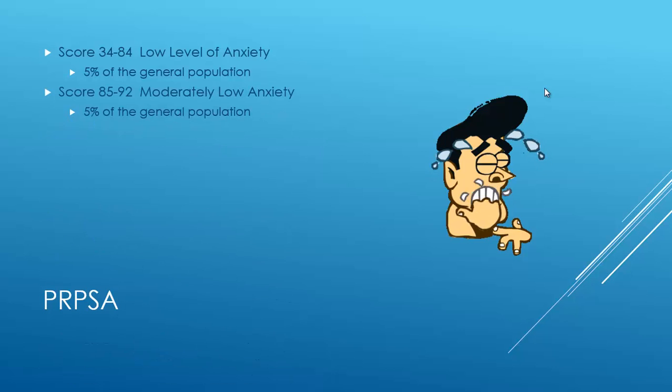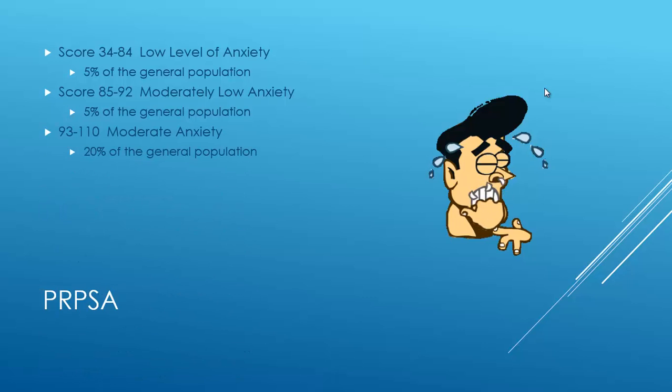The second scoring range that is significant here is the 85 to 92. If you scored in this range, again, you're only in 5% of the general population, and you're classified as moderately low levels of anxiety. And so, think about this. A total of 10% of the population has low levels of anxiety. Not a lot of us. So if you scored under 92 on that, you're unique in that you have low levels of anxiety, and good for you. But that's not most of us.